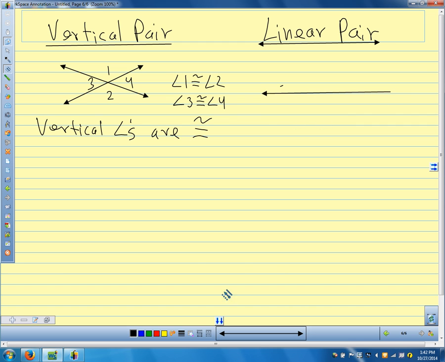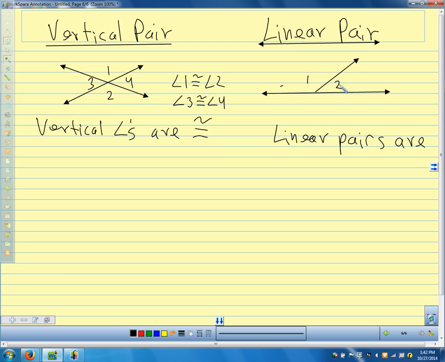There's our picture. We get this. And I'm going to say 1 and 2. Linear pairs, what do you know about angle 1 and angle 2? Supplementary. Supplementary, very good. So the measure of angle 1 plus the measure of angle 2 equals 180 degrees. So that completes our graphic organizer, the one side.